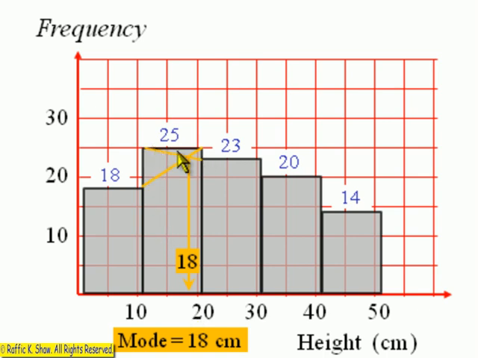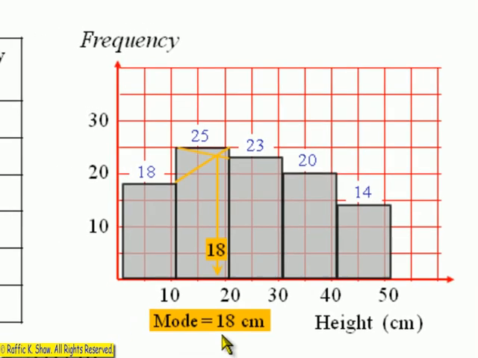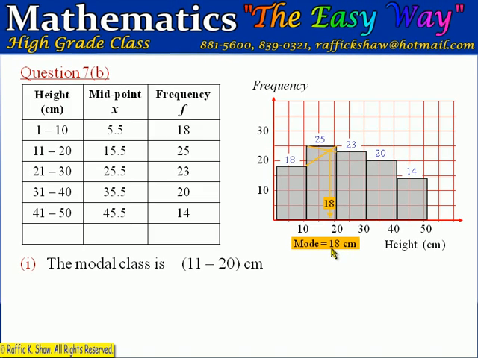The boundary diagonals at the top of the modal class, we'd have to draw those in to intersect, and then at the point of intersection, we find the value on the horizontal axis, and that in this case would be 18 centimeters. So an estimation of the mode would be 18 centimeters. But in any case, the modal class is the class with the highest frequency, and that one corresponds to a frequency of 25, and that class is our 11 to 20 centimeters class interval. And that's the answer for the first part of question 7b.